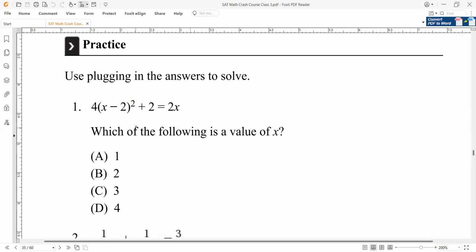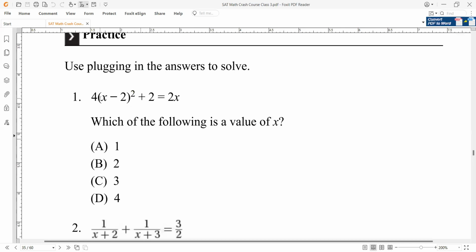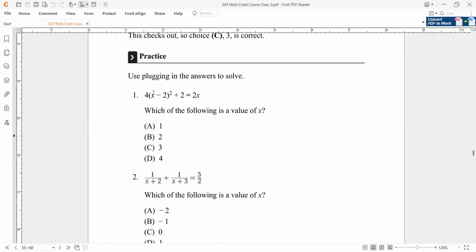They're just suggesting us to use the plug-in technique. So 4 into x minus 2 whole squared plus 2 equals 2x. So how to solve this problem? You can solve it in so many different ways, but I don't think the most efficient way is to use the plug-in technique. So test with 1, test with 2, test with 3, test with 4. Whenever you are trying to use the plug-in technique, try to assume a little bit, so that you are not necessarily doing so many different trial and errors.